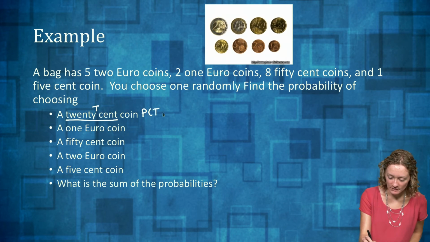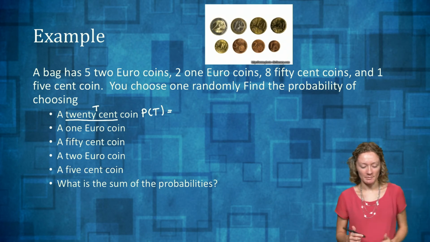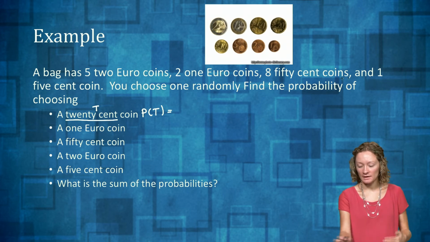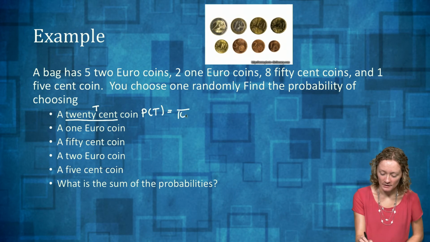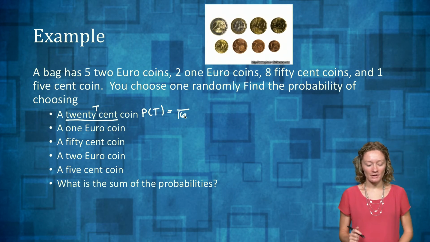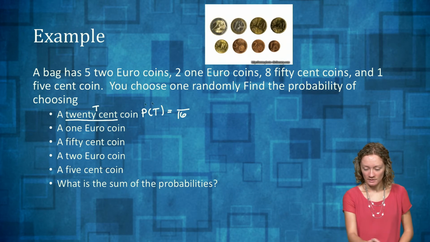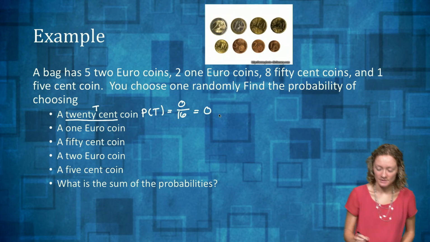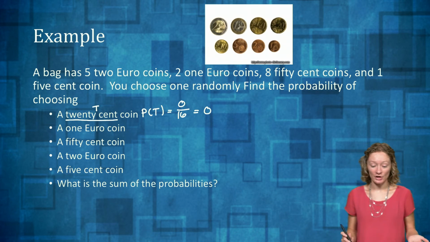The probability of T. First, we need to know the denominator. How many different options are there when we put our hand in the bag? 5 of this one, 2 of this one, so 7, 8 of this one, so 15, and 1 of this one. So there's a total of 16 different coins in the bag. Of those 16, how many meet our criteria, what we're looking for, which is a 20-cent coin? And it looks like none of them. 0 out of 16, 0. So this, again, just proves that first fact. The probability of an event that cannot occur is 0.